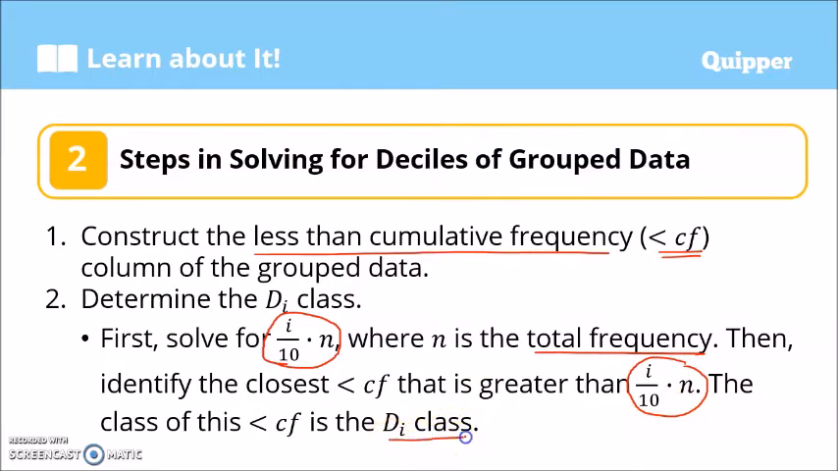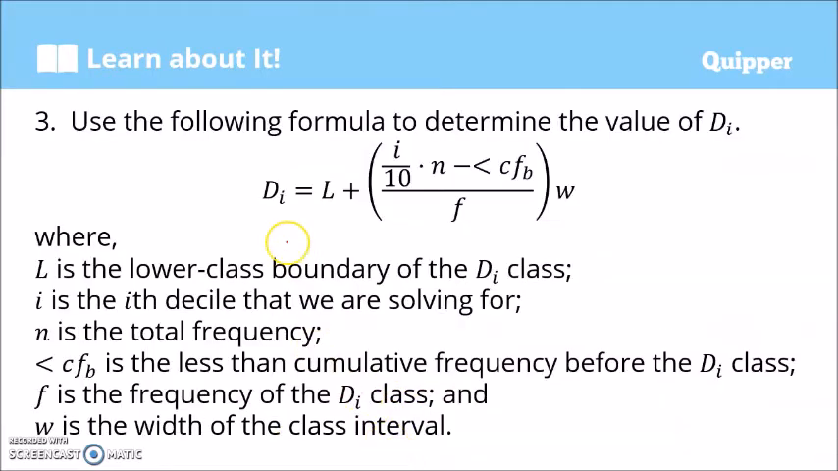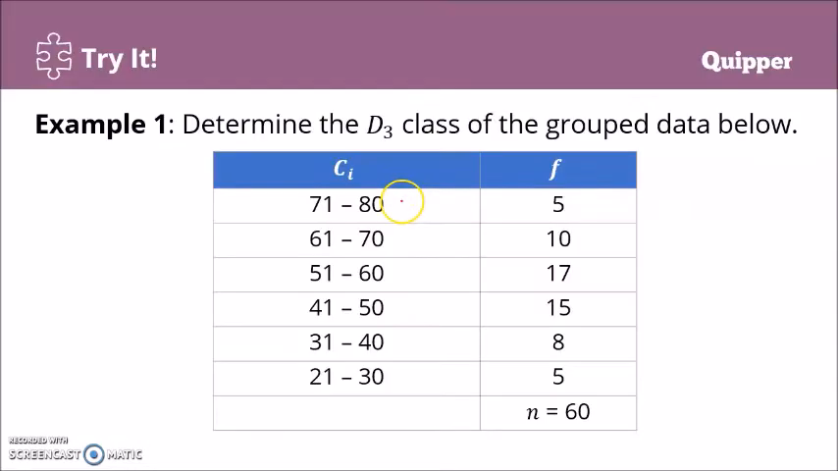Now, when you have your D sub I class, you can compute for the D sub I using this formula, which is almost the same as the formula of the quartile for group data. The only difference, as I said, is the denominator. For the quartile, it's 4. For the decile, it's 10. Right, so let's have an example.